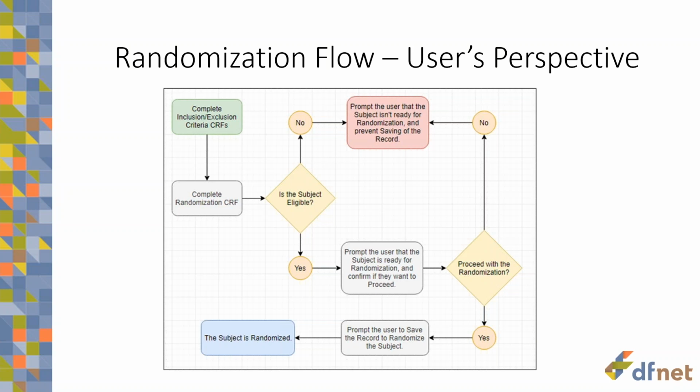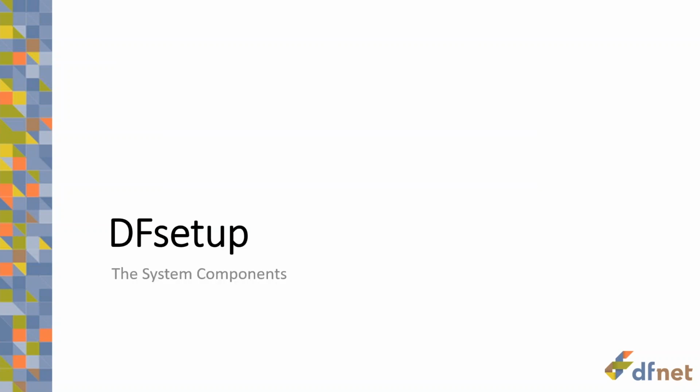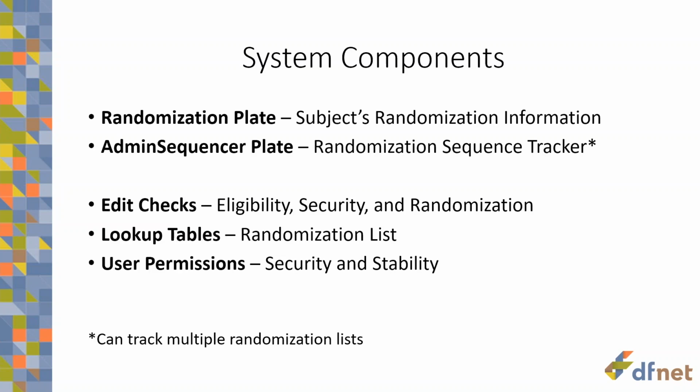If they are eligible, it checks that the user wants to confirm and proceed with the randomization. If they say yes again, they will then be prompted to save the record, and upon saving, the subject will be randomized. So now we can take a look at what goes on in DF setup, the system components that make it all flow together.